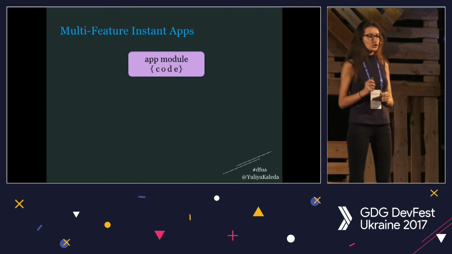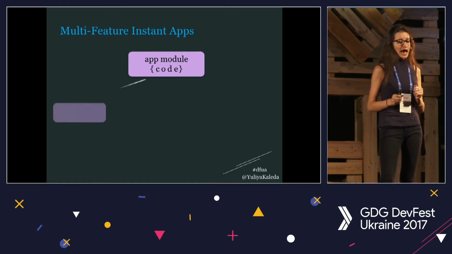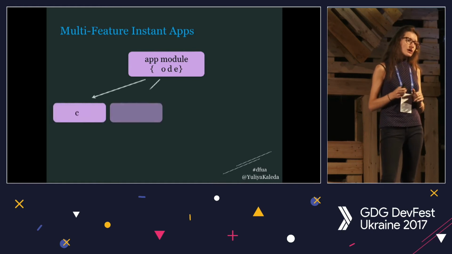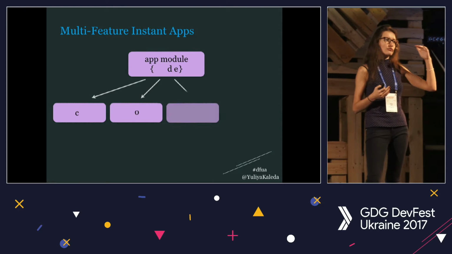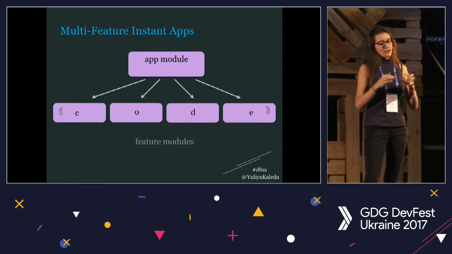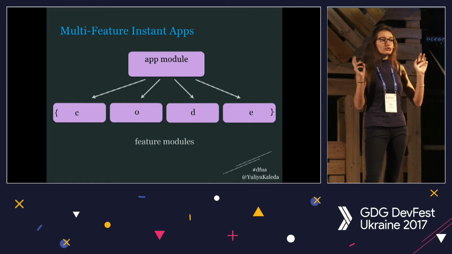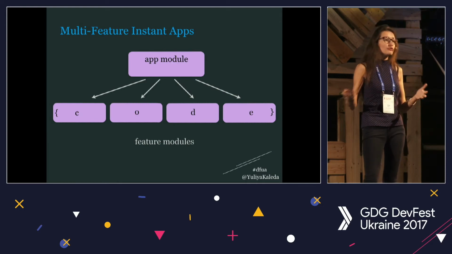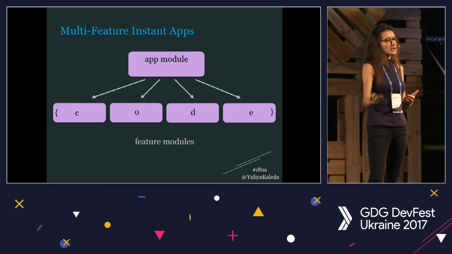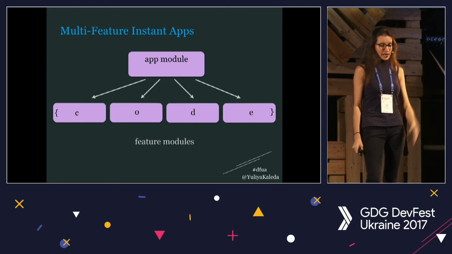This is where multi-feature instant app comes into play. So in multi-feature instant app, what happens is instead of moving all of the code from the app module to one base module, you're actually breaking everything into smaller components, smaller modules, the so-called feature modules, and then you distribute your business logic among the feature modules. And there is no limit on how many feature modules you would add within your application.